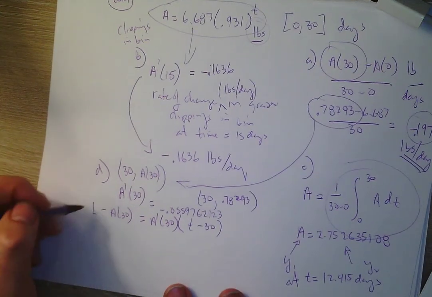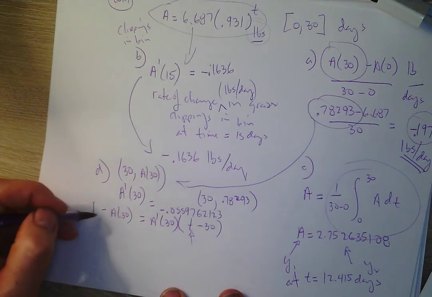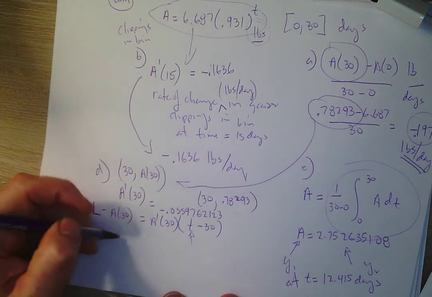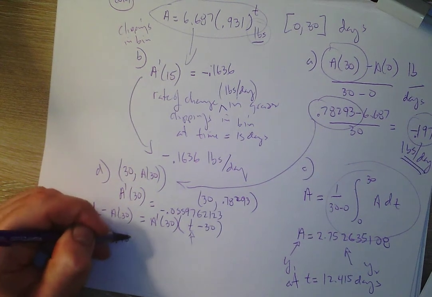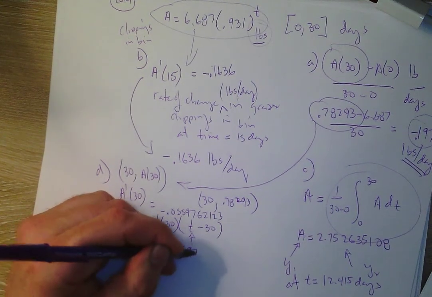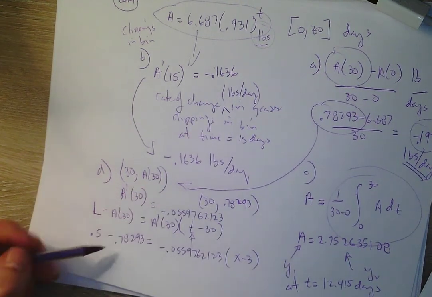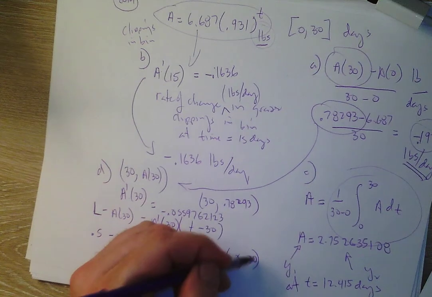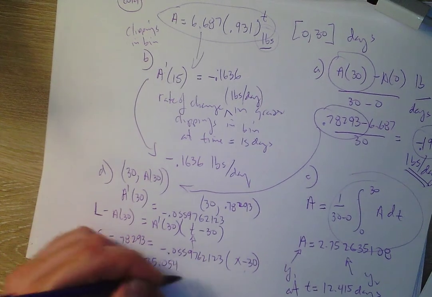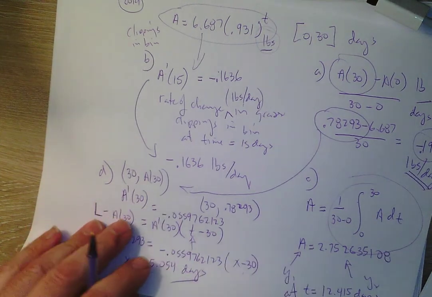And they want me to use this model to predict, find the time, when L, the output, is a half. So I'm putting in a half there, minus A of 30, 0.78293 equals negative 0.05597622123, times t minus 30. I did the subtraction, I divided by this, I added 30, and I came up with 35.054 days. Okay, there's problem number 2 for you.